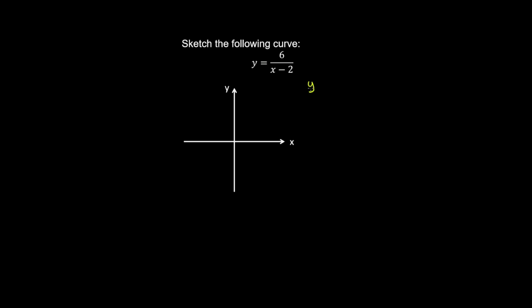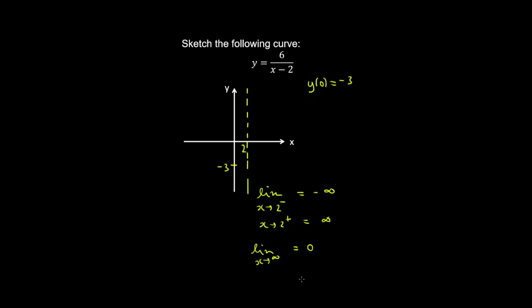Let's sketch the following curve. So if we take x equals 0, we're going to get y is equal to negative 3. And if we take the limit as x approaches 2 from the left hand side, that's going to evaluate to minus infinity. And as x approaches 2 from the right hand side, this evaluates to positive infinity. So we have an asymptote at x equals 2. And if we also take the limit as x goes to infinity, then y is going to go to 0. So we have an asymptote at y equals 0 also. So the curve looks something like this.